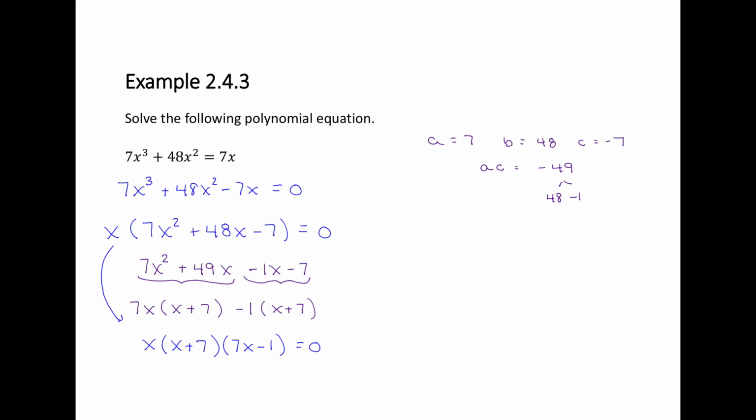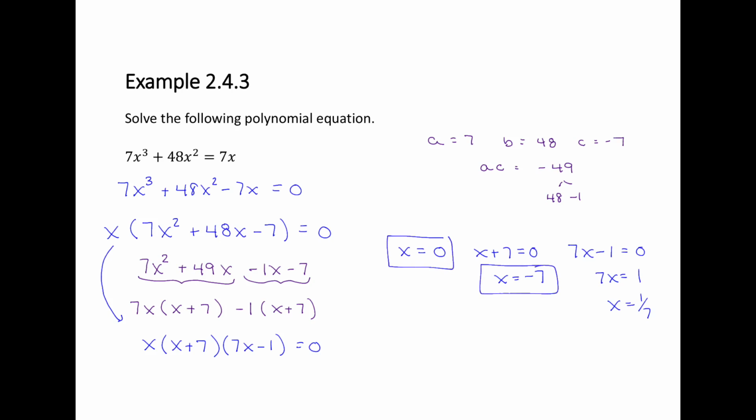So I can set each of those equal to 0 and solve for x. So my solutions are 0, -7, and +1/7.